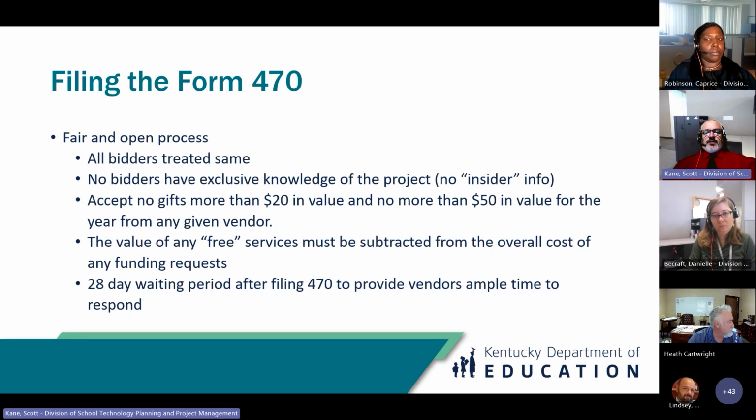If there are any free services that are included in the response to your Form 470 or a mini bid, the value of those free services must be subtracted from the overall cost of any funding requests. So when it comes to the Form 471, you will have to allocate out the value of any free services that might be associated or tied into the offering that is being proffered to you by the service provider. And then, of course, there's the 28-day waiting period after filing your Form 470 to provide the vendors ample time to respond.